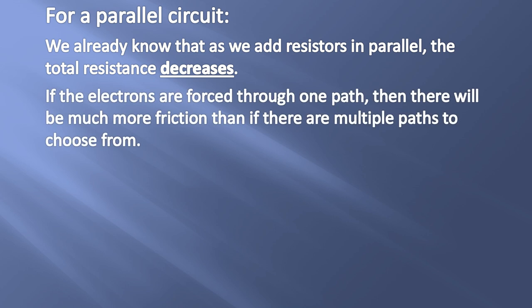So in this case, if the electrons are forced through one path, then there will be much more friction than if there were multiple paths to choose from. Right? So if you have one path, they have to go through one path. There's no choice. But if you have multiple paths, now the electrons have more places to go through, so the resistance is going to drop.